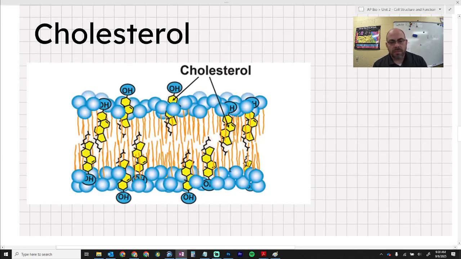Cholesterol. Cholesterol is not a membrane protein, but it is found in cell membranes. It is a lipid, right? You see the lipid structure here, the long chain, there's the lipid, and then a steroid always has these 4 ring structures. Cholesterol's purpose is to stabilize membrane fluidity.